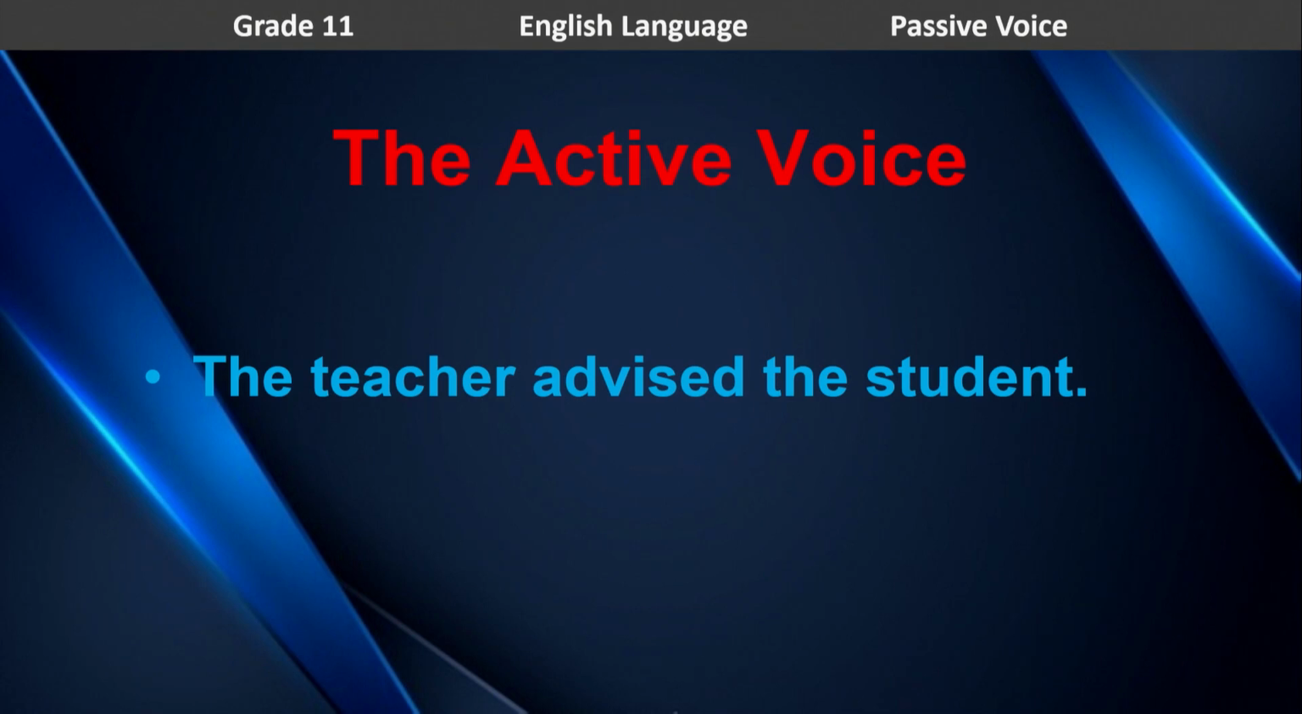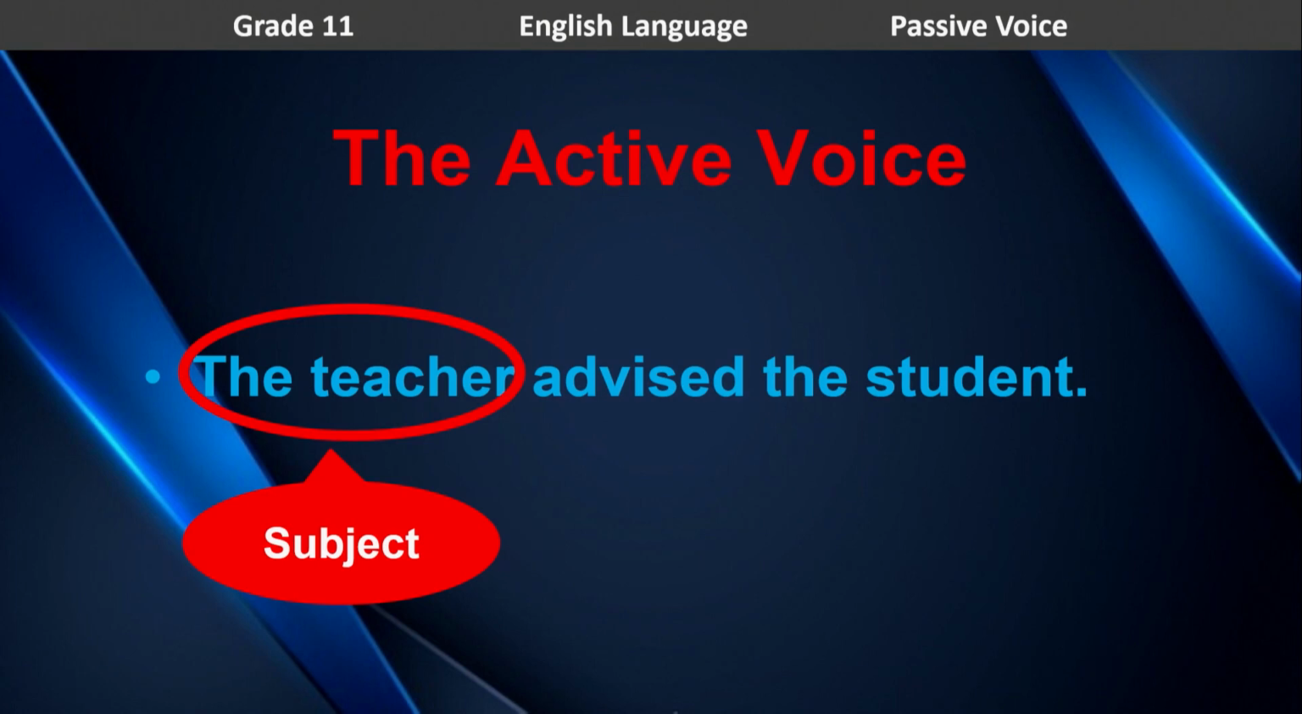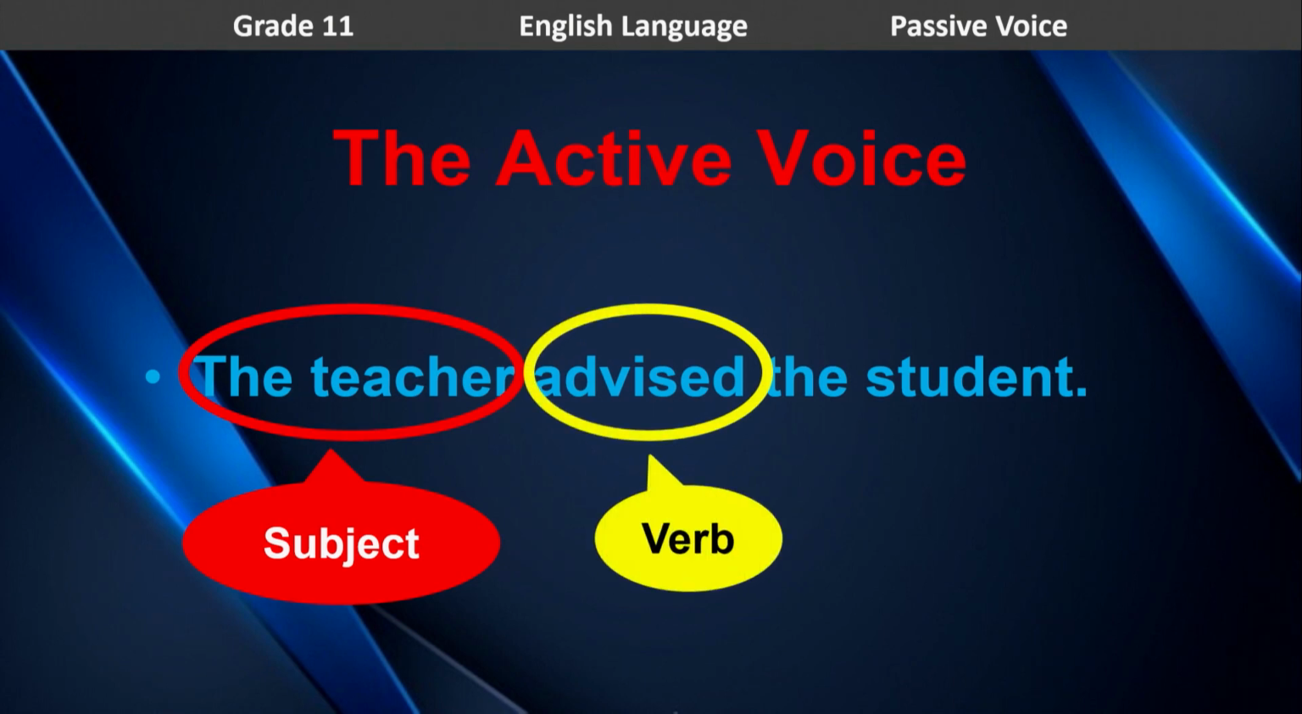Can you read it out? The teacher advised the student. The teacher, that is the subject of the sentence. Advised, that is the verb of the sentence. The student, that is the object of the sentence.